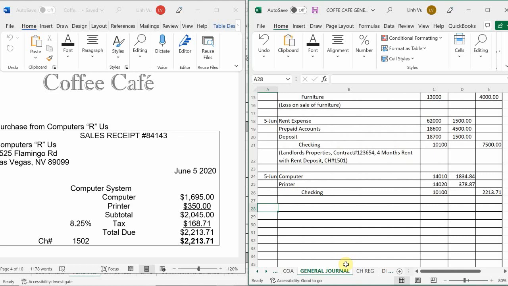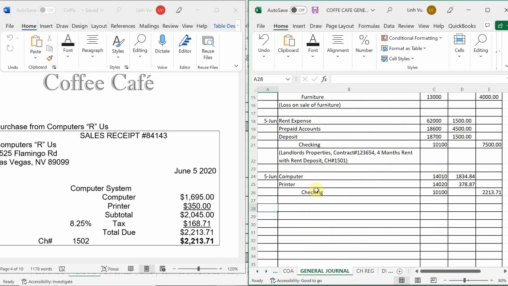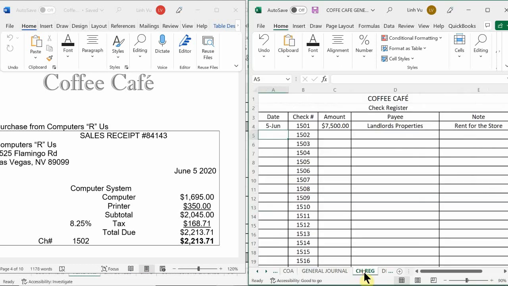I need to go ahead and cut my check now, right? Because I already paid the Computers R Us at time of the sale, right? I went to the store and I paid right then and there with a check, okay? So again, it's June 5th, okay? And we made a check for $2,213.71.